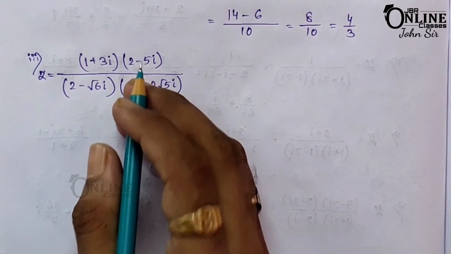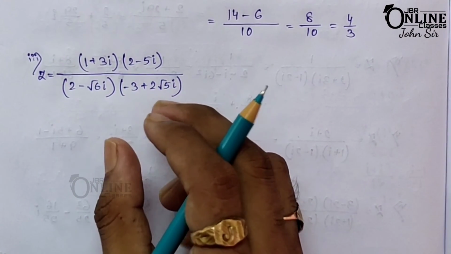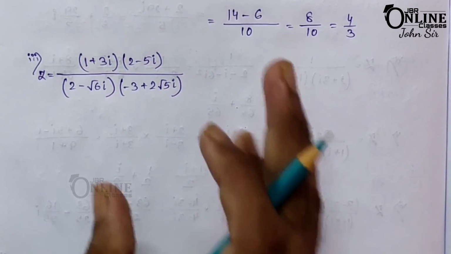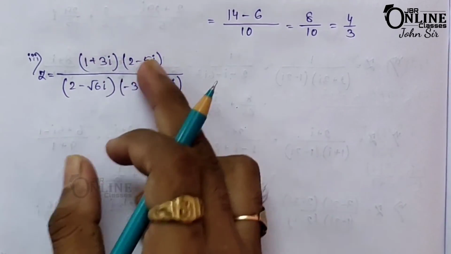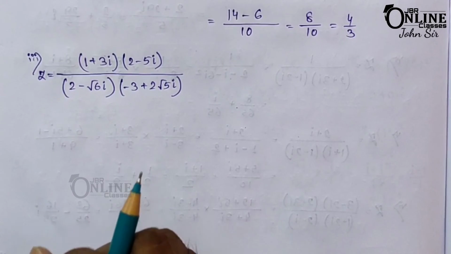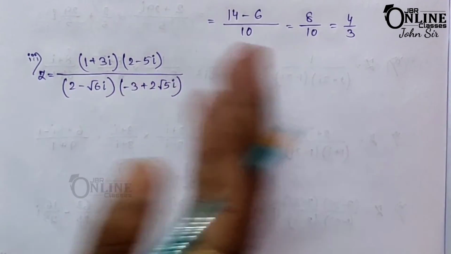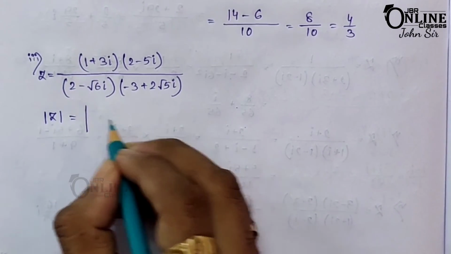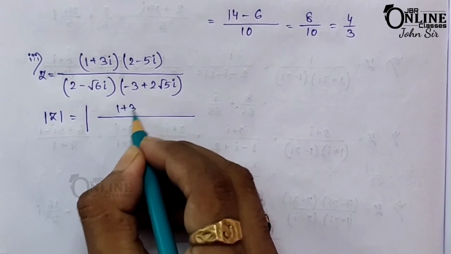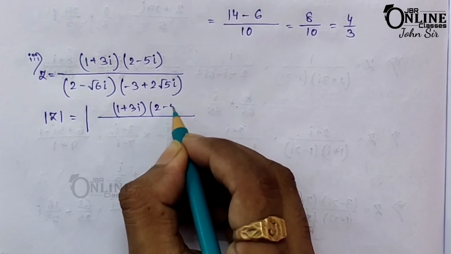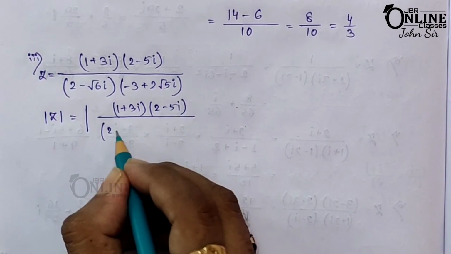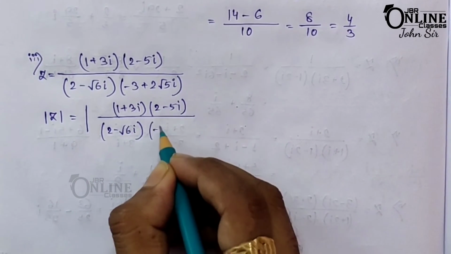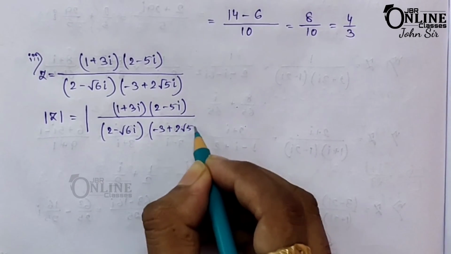Now here sum number 35(3). Find the modulus of this one. So here first, no need to multiply these two complex numbers. As you know, if you take mod on both sides, the left hand side will be mod and the right hand side will be mod of this one. Okay, so here also minus 3 plus 2 root 5.